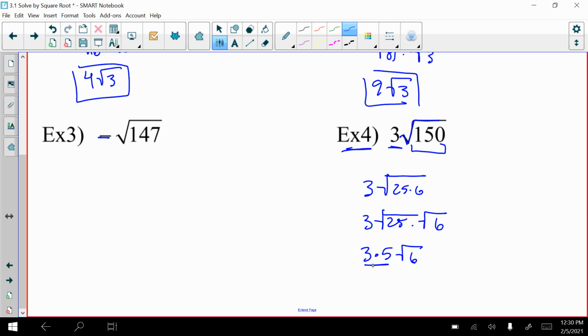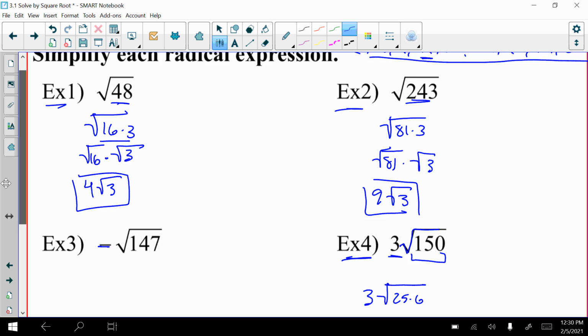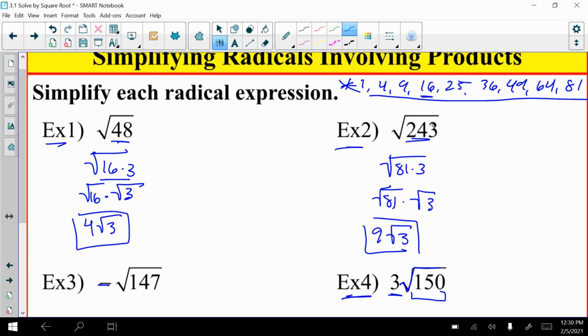Now I can look at this and decide what it's going to be. So 3 times 5 is 15. And that's square root of 6 there as well. Okay, so it's just a couple examples on breaking down radicals. We're going to do this a little bit more in class. So just think we're using perfect square numbers to break this thing up.